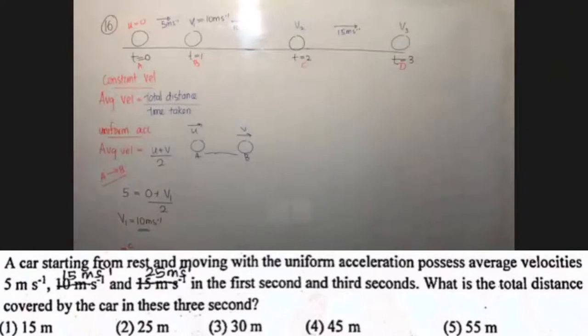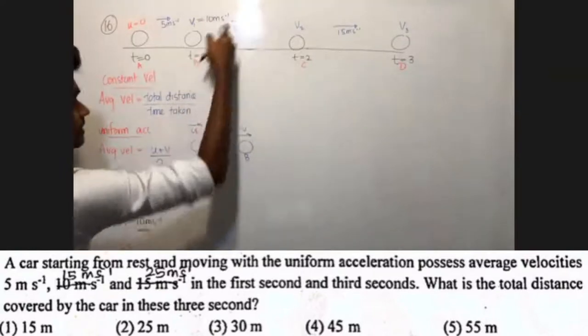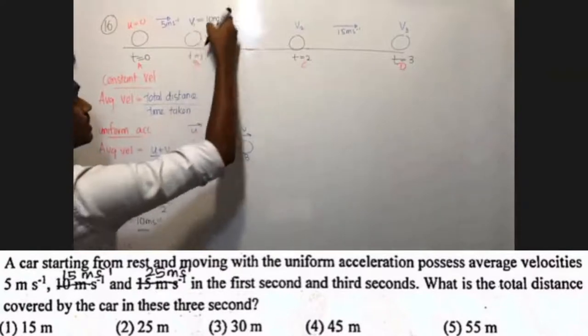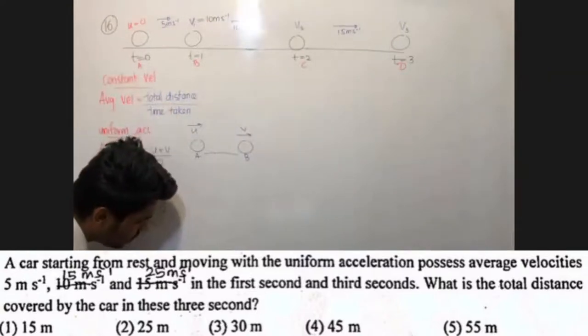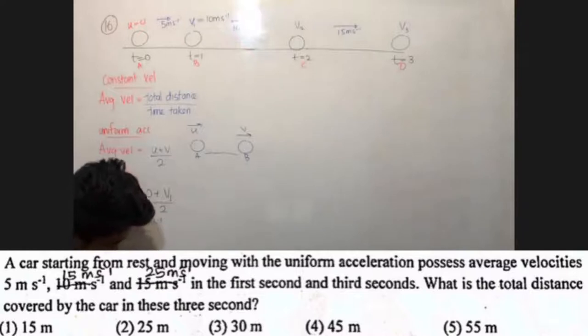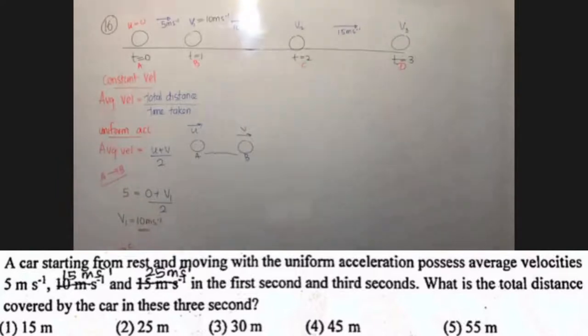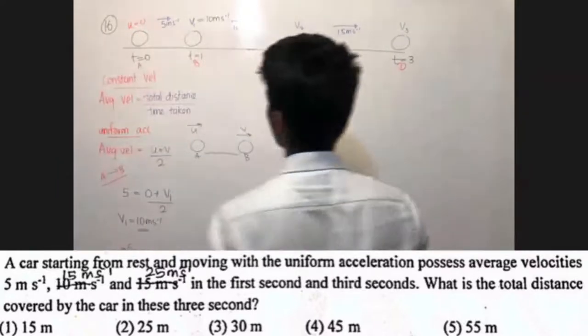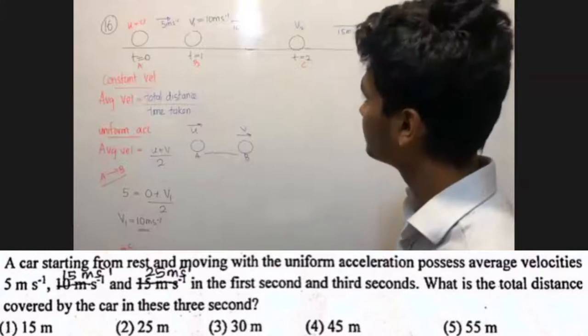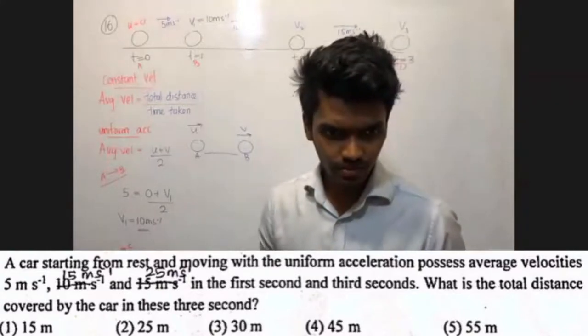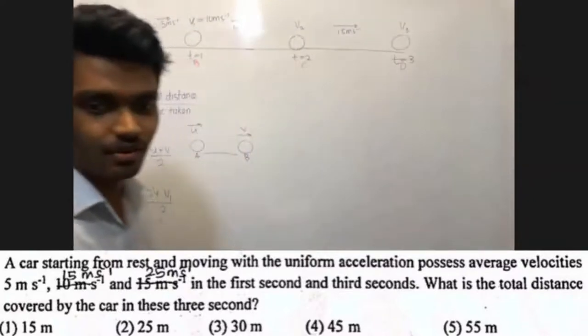B to C, also the average velocity equation. Average velocity is equal to U plus V over 2. Average velocity is 10, U is this 10, so 10 plus V2 over 2, so 20. 10 plus V2. V2 is, take this to this side, 10. That can't be right. It's given the average velocity is 15. That is what I thought, right? So I have marked it as wrong. This is not 10.